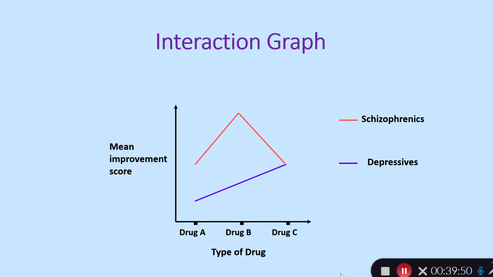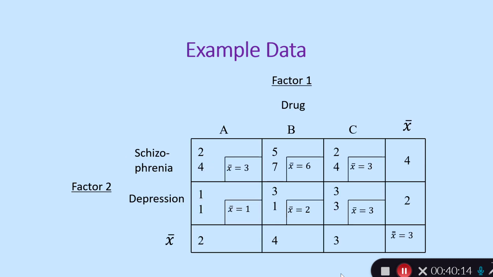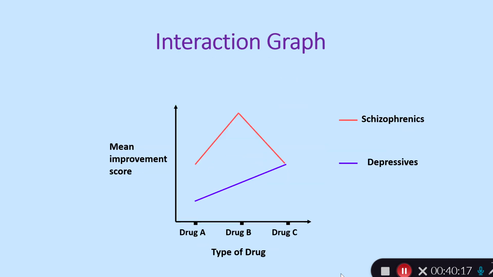Okay, so this is an interaction plot of that set of data, and you can see the lines are not parallel. There's something different. Schizophrenics show a higher mean improvement on drug A than depressives. The same on drug B. But about the same, well, exactly the same, because the means were both 3, on drug C. So we've got a significant interaction. I guess the question is, is it ordinal or disordinal?